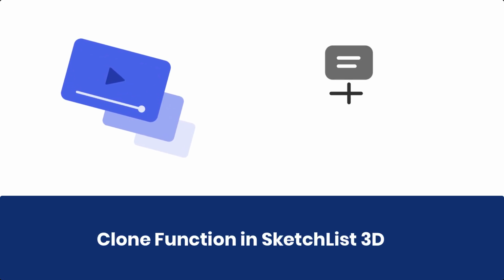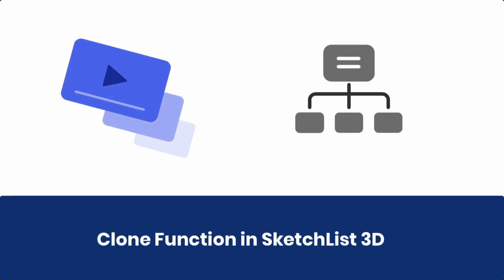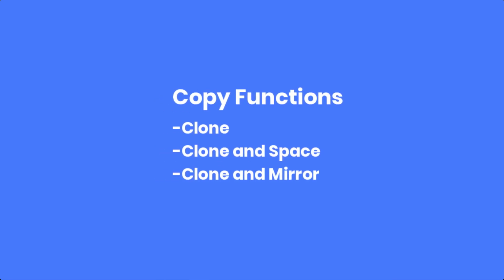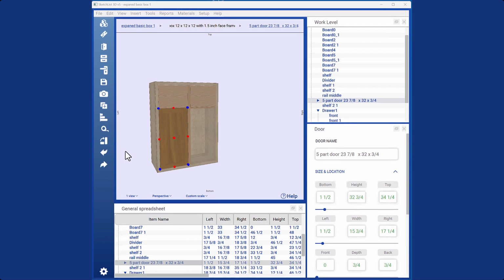This video will show how to use the clone functions within SketchList 3D. There are three different types of clone functions. One is a basic clone, which is a simple copy.